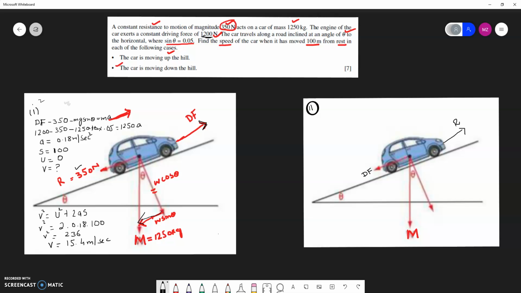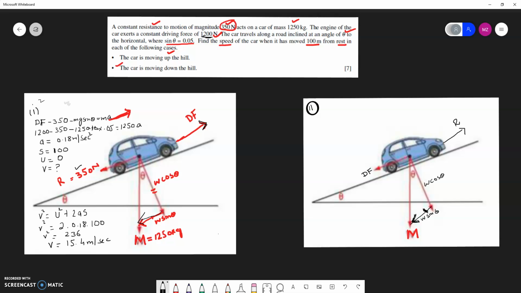And again we need to resolve the weight components. This is our first or second component. This may be W sine theta, and this is W cos theta. Now in this case, this component of W, W sine theta, is making the body move. It is assisting the motion down the hill.